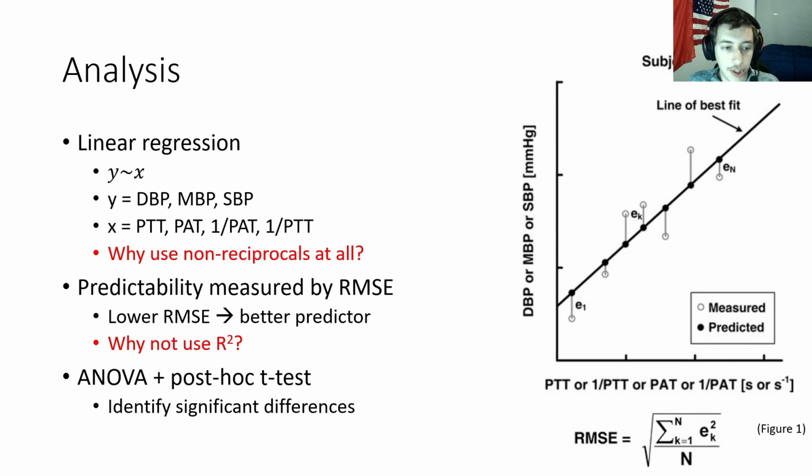Then, to actually get a measure of how good these variables were at predicting blood pressure, they used the root mean squared error, or the RMSE, which is shown in this equation here, and it's just a measure of the errors where lower RMSE means a better predictor. However, I question again why they didn't just use R squared, which can standardize across different units, and I think that would have been more helpful for the reader, who might have a better understanding of how R squared works. And then finally, they used an ANOVA to find differences between the measurements across the different groups that they tested, as well as post hoc t-tests to assess the significance of differences between different groups.